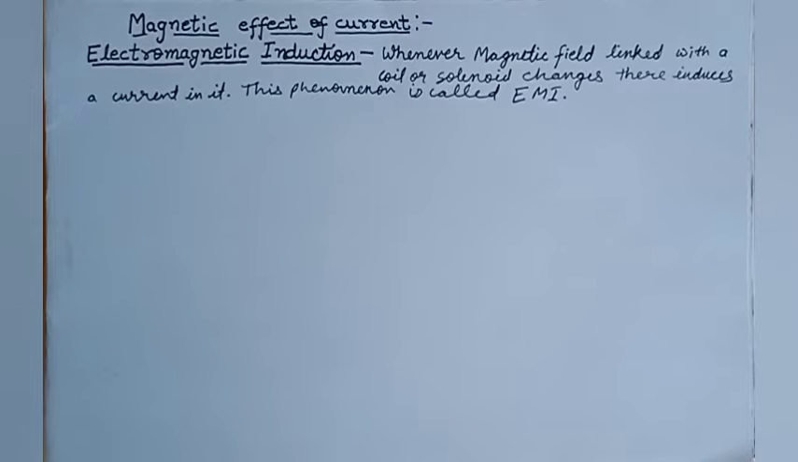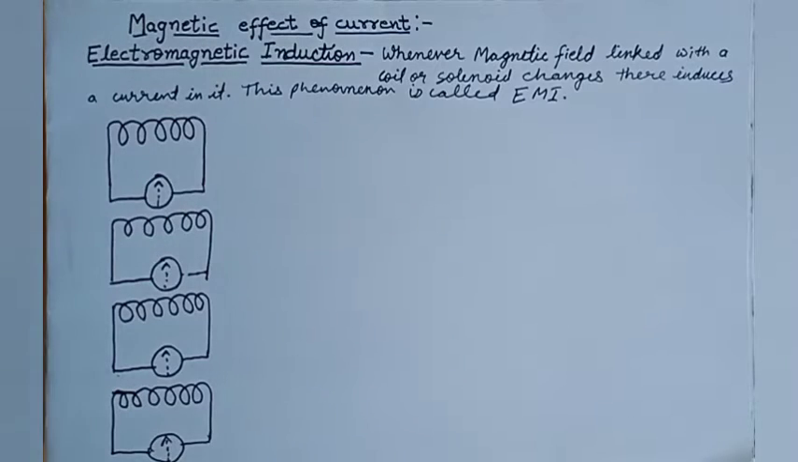So either use a magnet and move it toward or away from a coil or solenoid, then electricity will be produced, or change current in a coil or solenoid and keep another coil or solenoid near it, so there will be current in that coil or solenoid also, which is not connected to any current source.